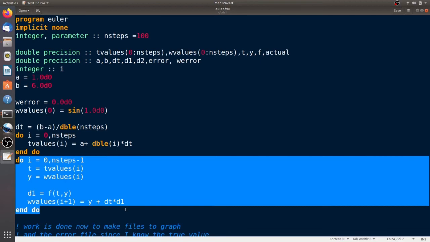So i starts off being 0 in this loop, so i plus 1 will be 1. I'm starting with w0 and want to calculate w1. T and y are the time and current values for my approximate solution. D1 is f of t and y. That's the derivative of y with respect to t. The Euler approximation is the old approximation plus delta t times the derivative. All of the work basically has been done now.